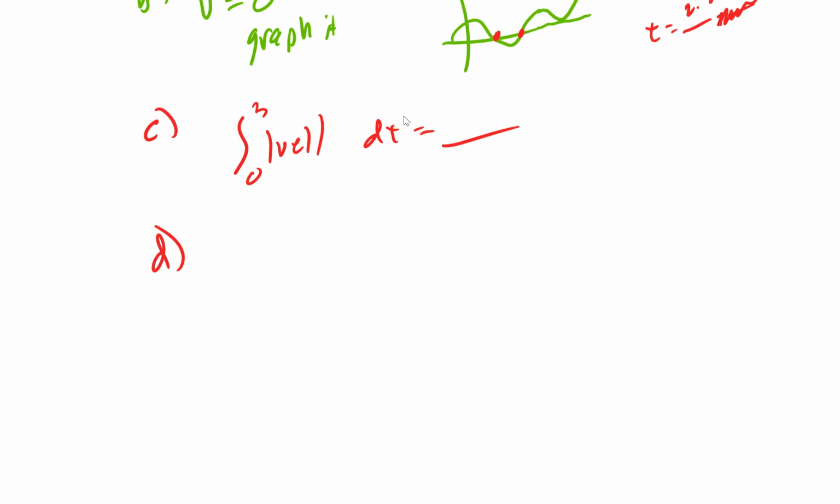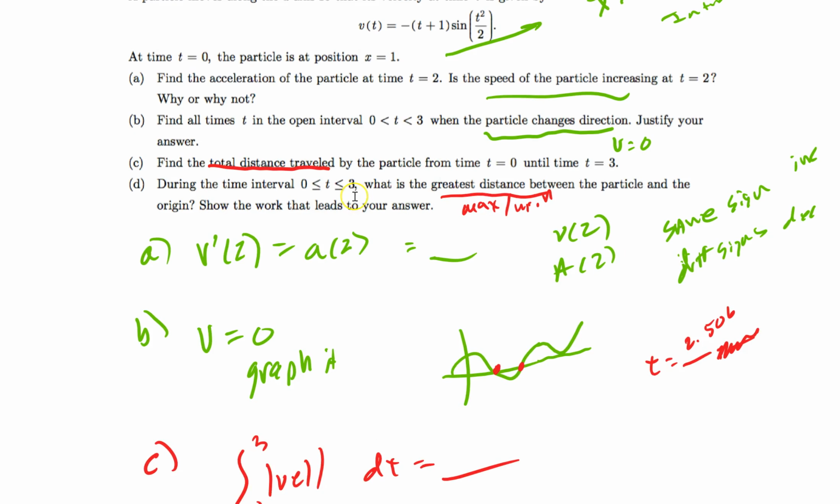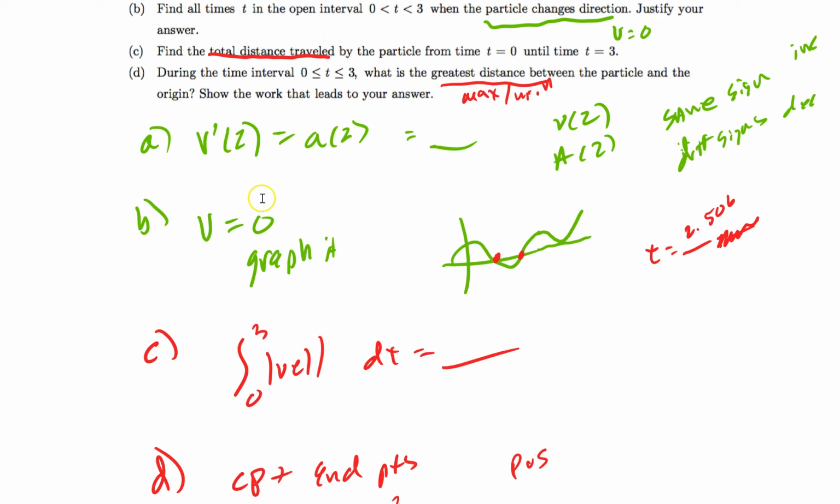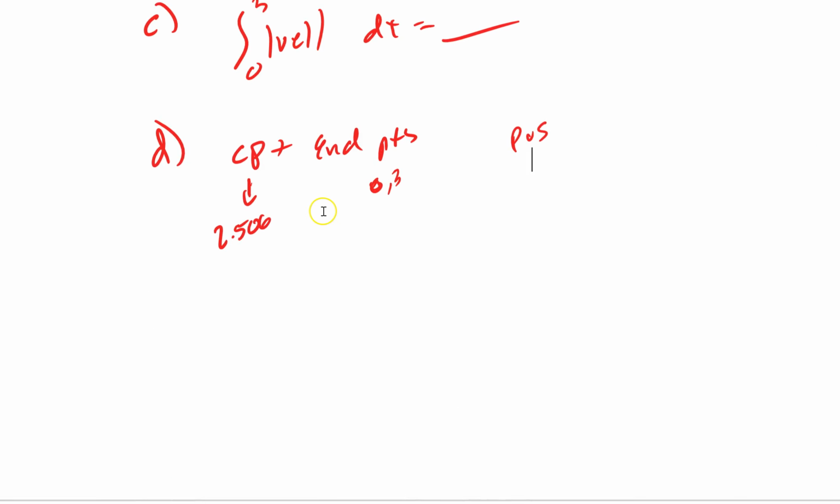And with absolute max or min problems, we do critical points plus endpoints. Now my critical point we found already actually was when it stops moving. So 2.506. How lucky. And my endpoints, they asked me between 0 and 3. Now again, I want to find the greatest distance. So what position is the furthest? So I'm going to use my position equation again. We're going to find the position at each one of these. Like, which is the furthest along.